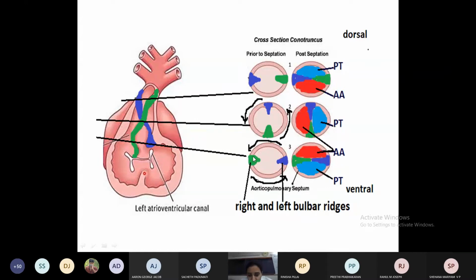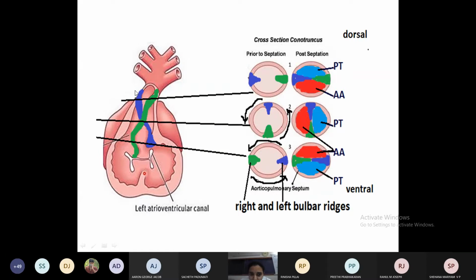In the bulboventricular loop, two ridges develop, right and left bulbar ridges. In the lower part, these ridges develop in a spiral way. They are not oriented in the same plane. They are oriented spirally. In the lowermost part, the right bulbar ridge is on the right side and left bulbar ridge is on the left side. If we go higher up, in the middle part, the right bulbar ridge goes in the frontal plane, and left bulbar ridge is in the posterior plane.